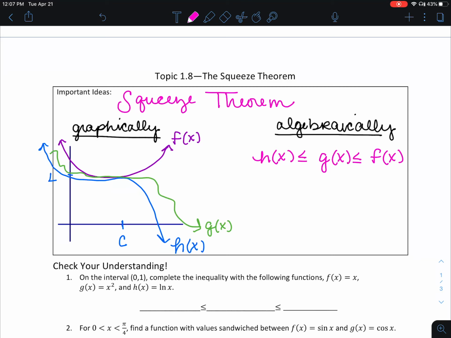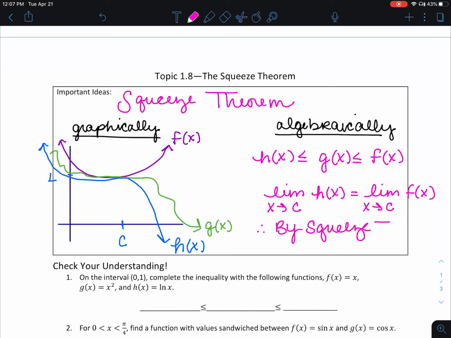And so what that will say is the limit as x approaches some value c of h of x is equal to the limit as x approaches some value c of f of x. Therefore, by squeeze theorem, the limit as x approaches c of g of x also equals that limit.